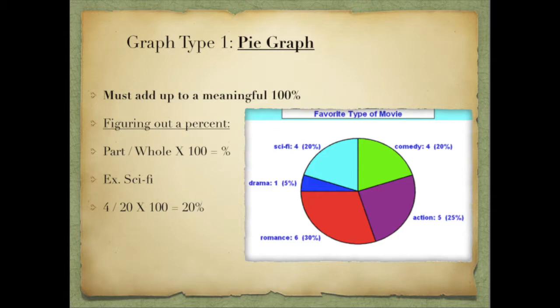So here I'm looking at favorite types of movies. And if we look at sci-fi, we've surveyed 20 people, and 4 people liked sci-fi the best. So what percentage of the pie is that sci-fi slice? You simply take the part you're interested in, in this case sci-fi, the 4, and divide it by everybody you asked, which is 20, and then you get a decimal number of 0.2. So to make that a whole number, multiply that by 100 and you get 20%. And then you just plug it in. These you saw in middle school, pretty easy.